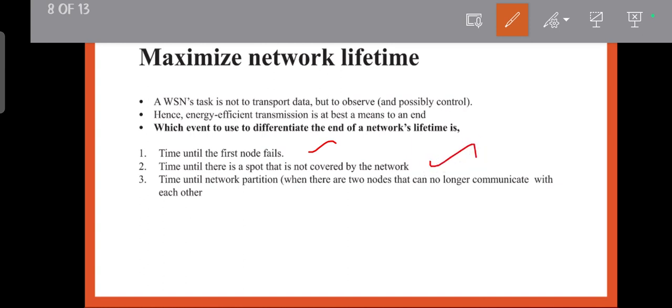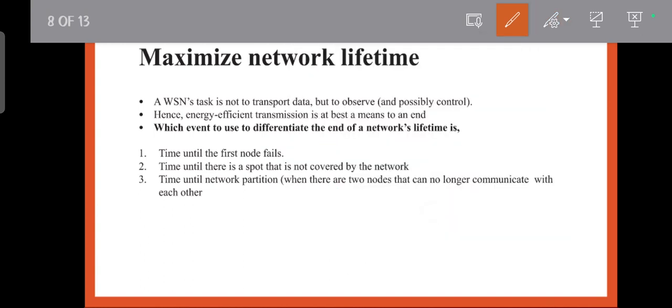If any particular node is not covered in the network, we can say that the network's lifetime has come to an end. Similarly, there is the time until network partition, where two nodes can no longer communicate with each other. Network partition is nothing but two nodes being unable to communicate with each other. At this moment, we can say that the network's lifetime has come to an end.